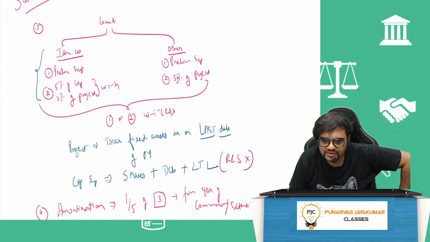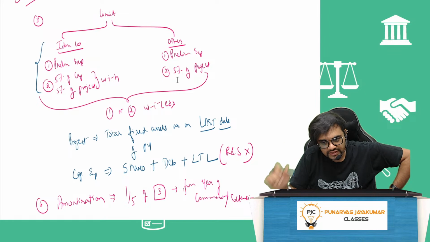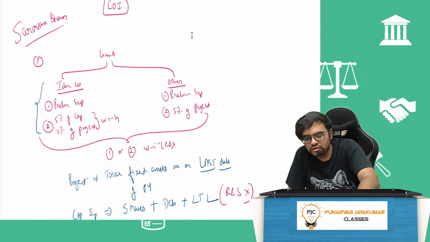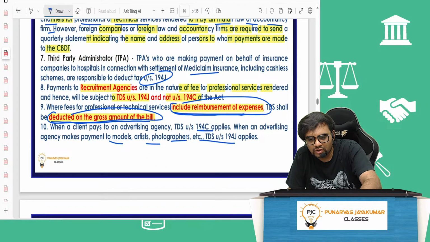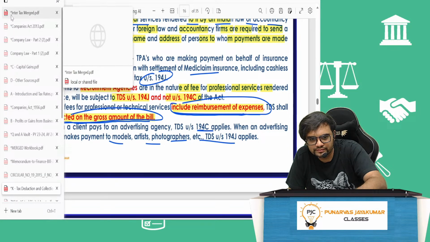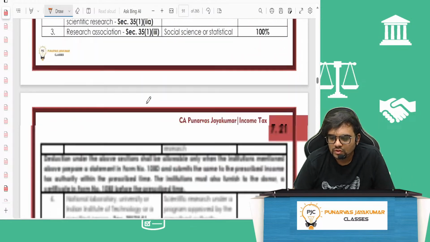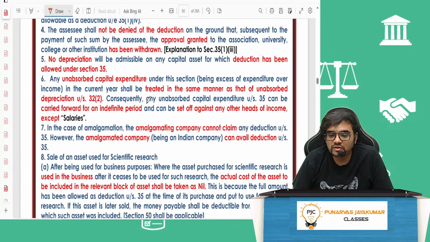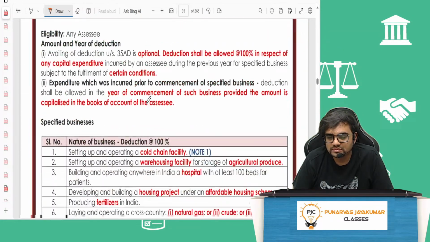35D. Preliminary expenses. This is very simple, guys. I told you in the beginning only, under section 29, they had clearly told what will be not covered, taken into account. What will be not taken into account? Expenses which are done before incorporation will not be taken into account, that we have seen.